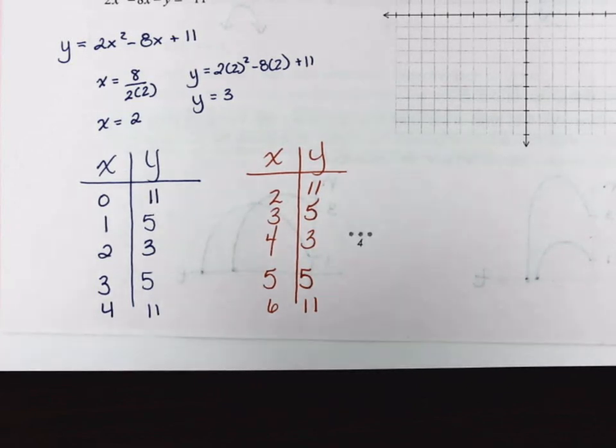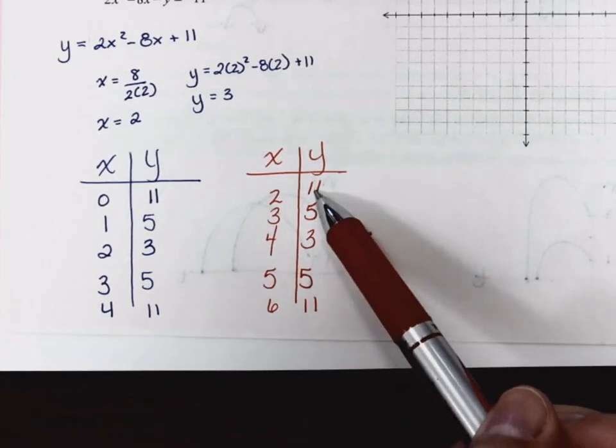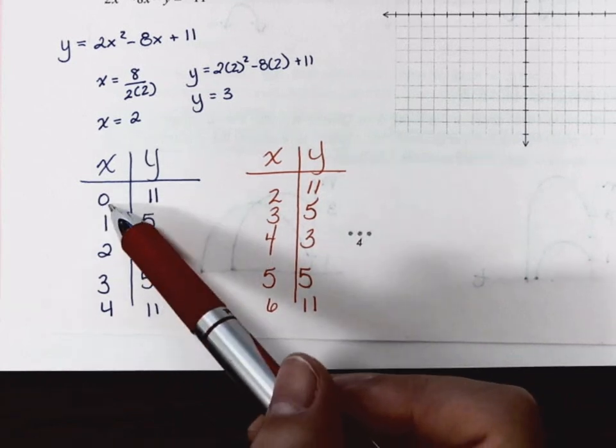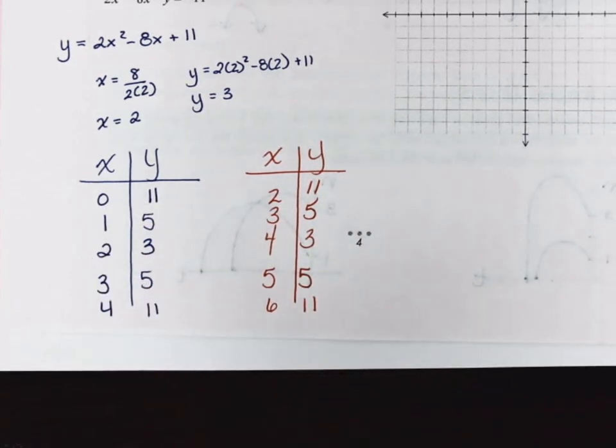The points look super similar, but they're not, because this y is 11 but it's at an x value of 2, and this y is 11 but it's at an x value of 0. So it's not an infinite solution problem. Okay, increments?